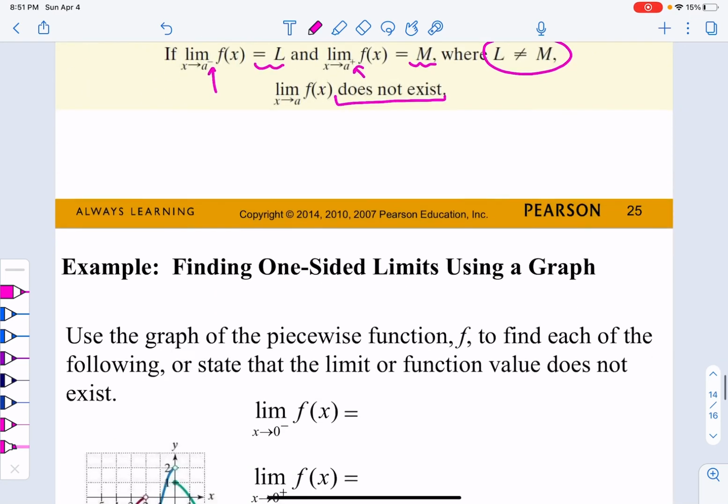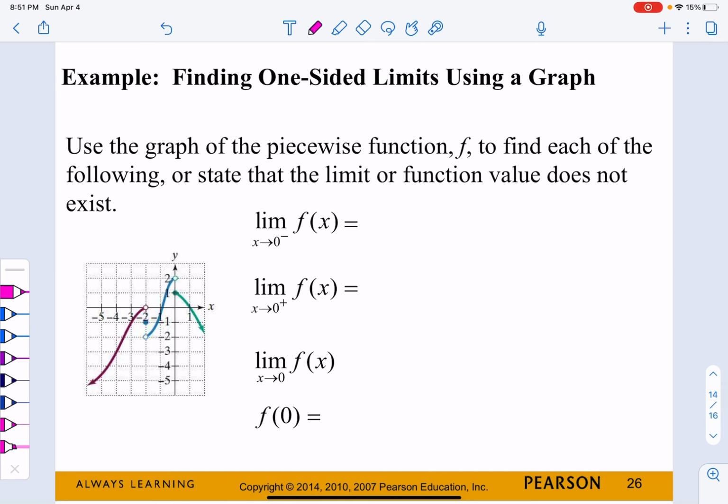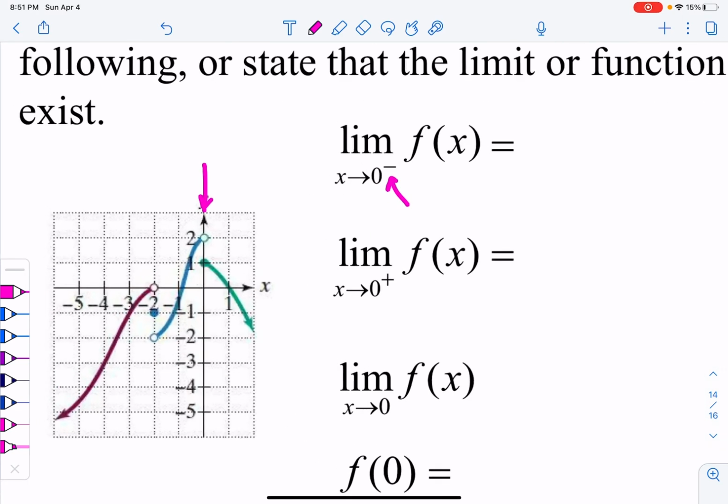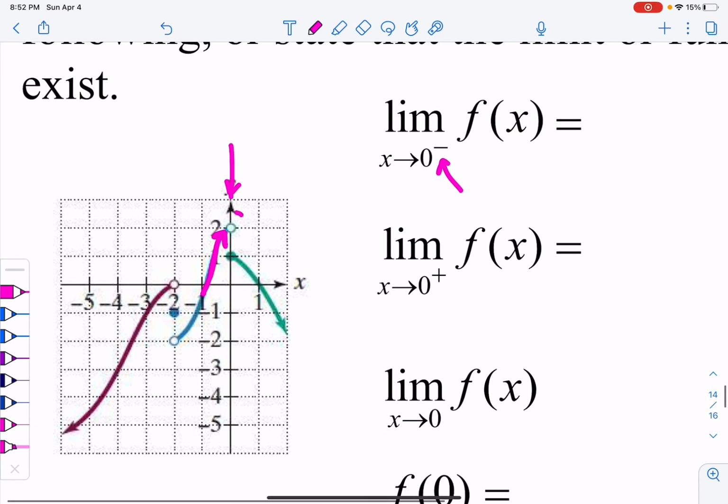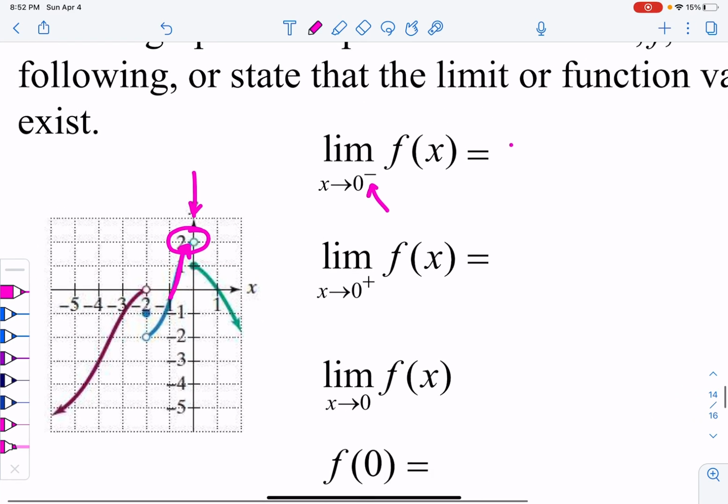So let's try one. It says to use the graph of the piecewise function f to find each of the following or state that the limit or function does not exist. So we want the limit as x approaches 0 from the left. So we go to wherever 0 is, and we're going from the left-hand side, which means we're going to kind of jump on this blue line that was here, and we're approaching from the left. So as we are coming along here from the left-hand side, what value are we approaching? We are approaching the y value of 2.